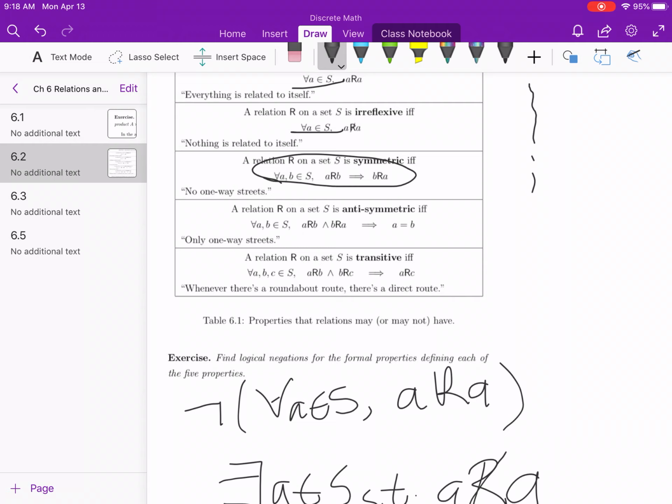A relation R on the set S is antisymmetric if, and only if, for all A and B, if A is related to B and B related to A, then A is equal to B. So notice for the symmetric relation, it says no one-way streets. And here it says only one-way streets. These are sort of like little things that we can think about.